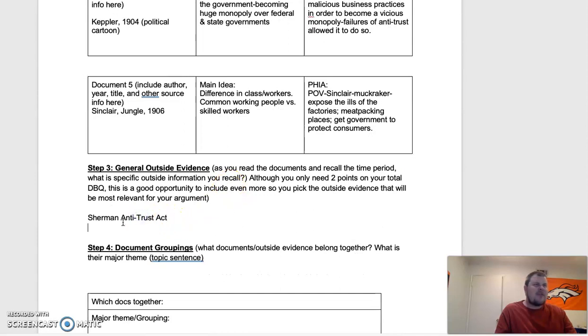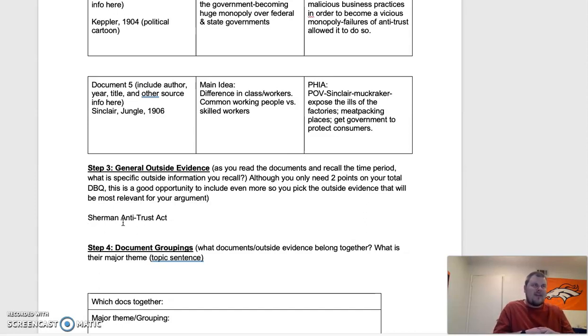And for this right now, what I really just want to do is put down a lot of general outside evidence because I don't know, like I said, my argument quite yet. I don't know my document grouping. So if I only put down a couple pieces of outside evidence, it might not really work with my groupings on the documents. But if I put down quite a bit, that means when I come up with my groupings, I'm going to be able to come up with something nice that's going to work out.